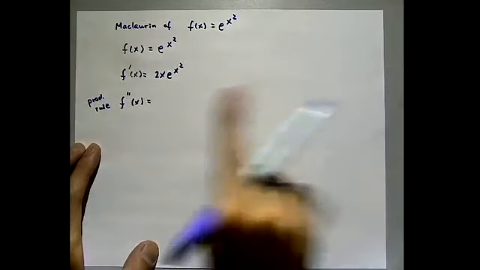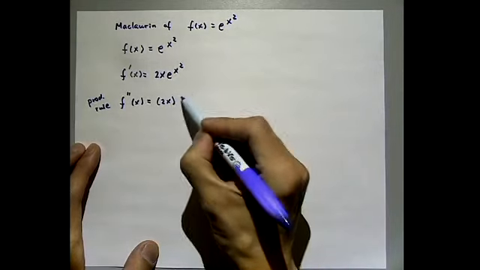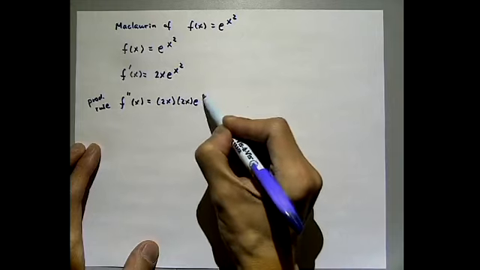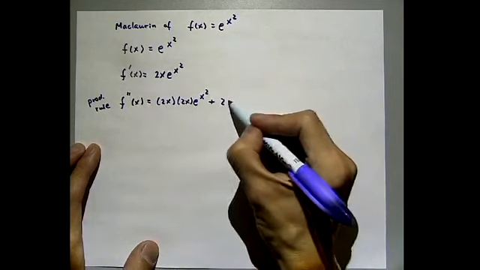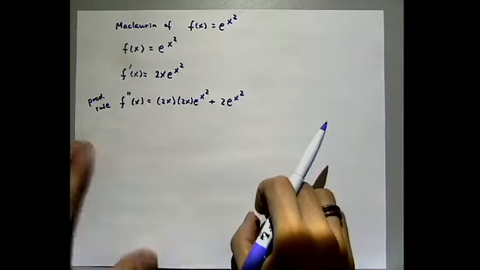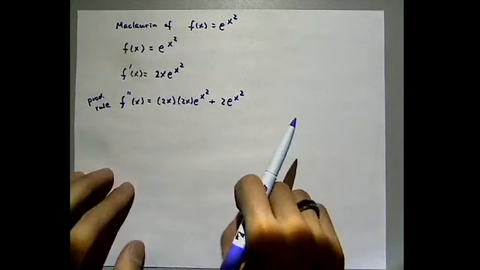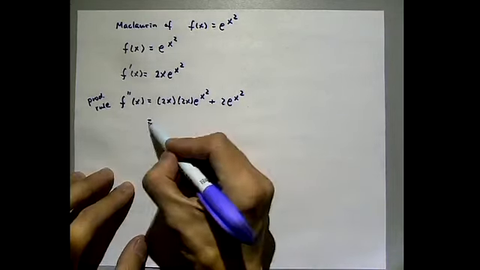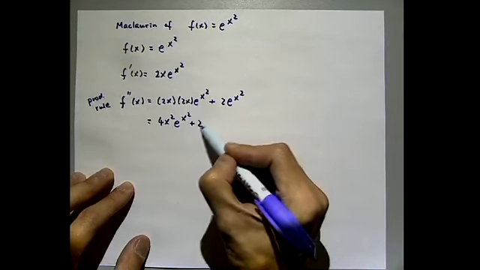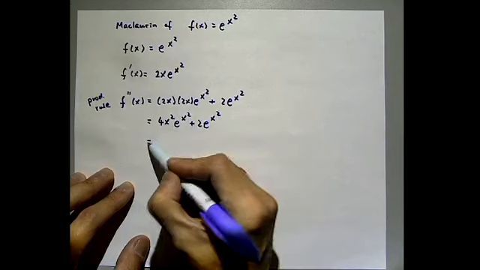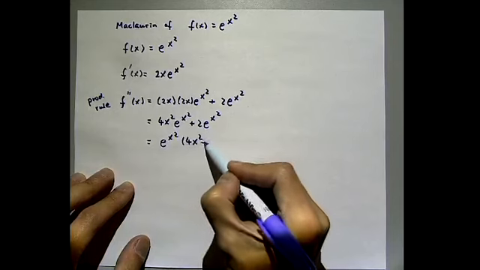All right, so let's take one step here. Here's the first times the derivative of the second plus the second times the derivative of the first. So what do we get? We get 4x squared e to the x squared plus 2 e to the x squared, or e to the x squared times the quantity 4x squared plus 2.